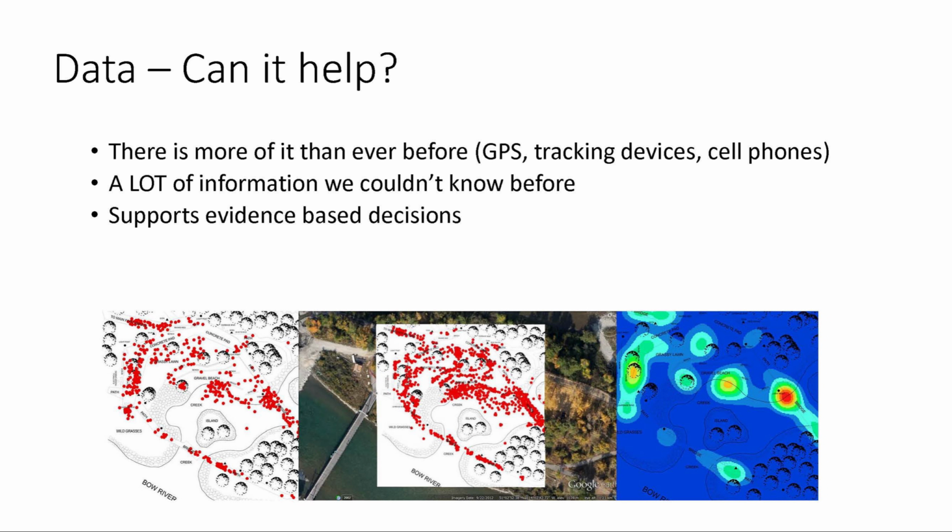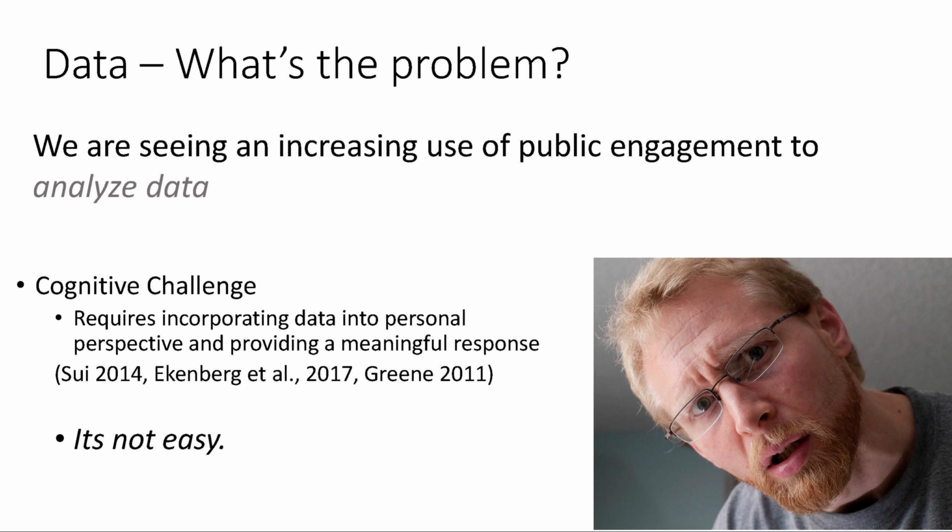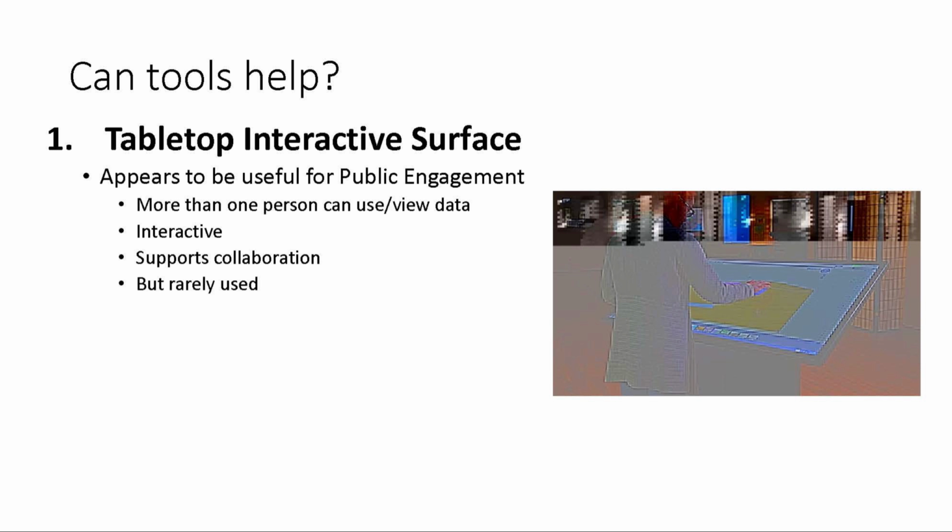There is a lot more data than there's ever been before because of GPS devices, tracking devices, and cell phones. A lot of information now we can have that we didn't know before. Using data supports evidence-based decisions. So what's the problem? We are seeing an increasing use of public engagement to analyze data, but this is actually cognitively challenging. It requires incorporating data into personal perspectives and providing a meaningful response, which it has been concluded is not easy. So can tools help?